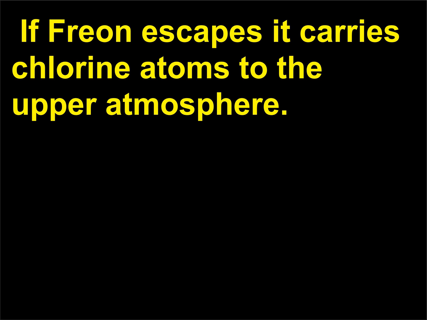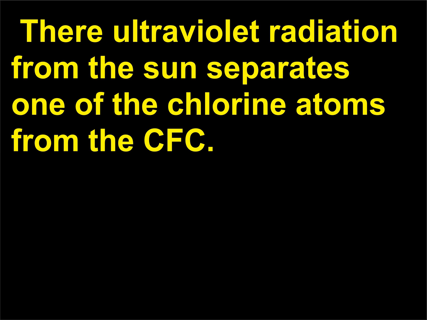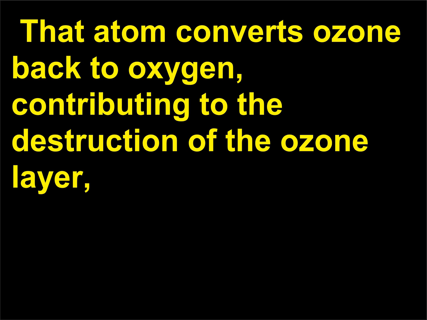If Freon escapes, it carries chlorine atoms to the upper atmosphere. There, ultraviolet radiation from the sun separates one of the chlorine atoms from the CFC. That atom converts ozone back to oxygen, contributing to the destruction of the ozone layer, an essential barrier against harmful ultraviolet sunlight.